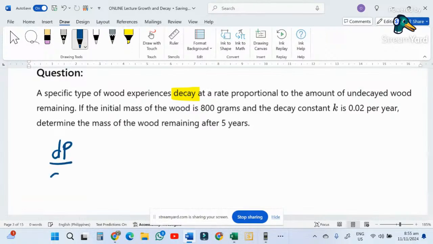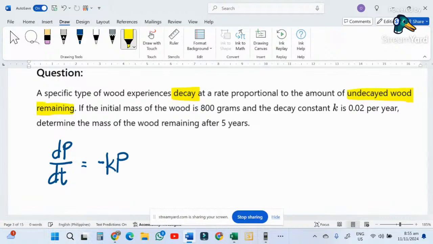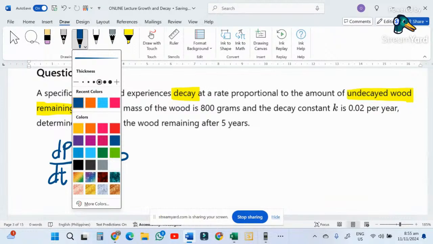dP over dt is equal to negative Kp, because it's decay at a rate proportional to the amount of undecayed wood remaining. What is this undecayed wood remaining that this question or problem is talking about?